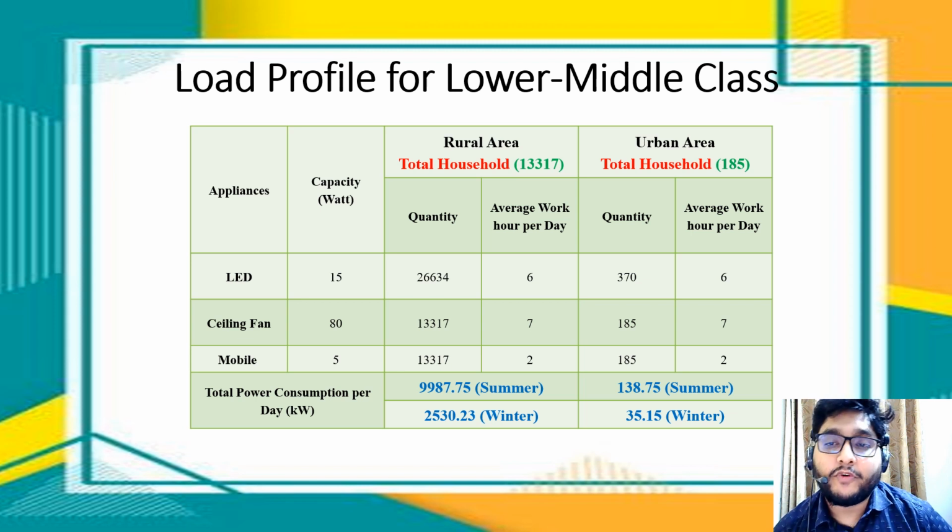Load profile for lower middle class family. We put all this value, and we got total power consumption in summer 9,987.75 kilowatt, and 2,530.23 in winter. For urban area we got 138.75 in summer and 35.15 kilowatt in winter.